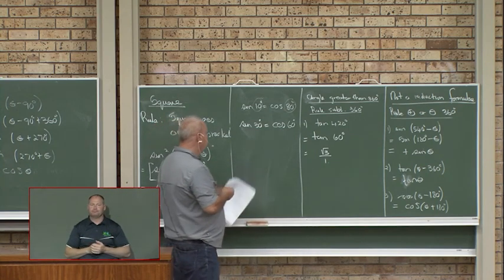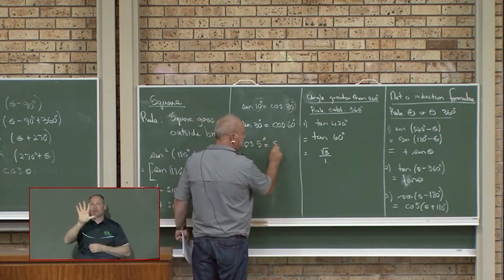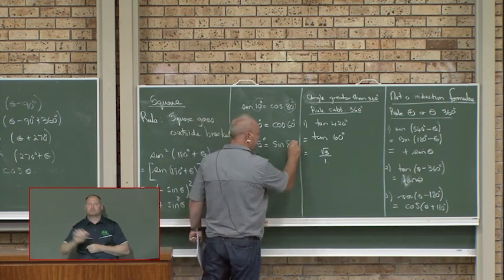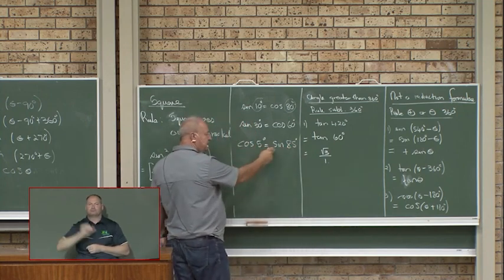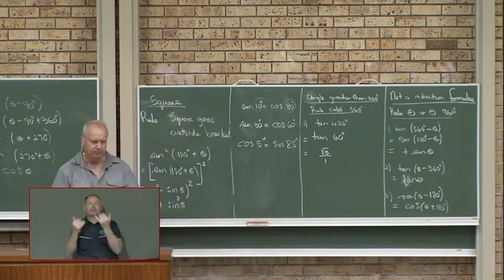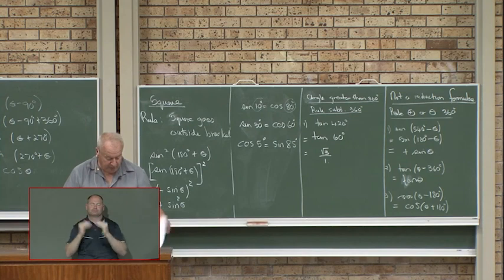Let's do the last one. The cos of 5 degrees is equal to the sine of what? 85 degrees. Sine and cos are co-functions, and if the two angles add up to 90, then the co-functions are equal. Right. Are you happy with that?